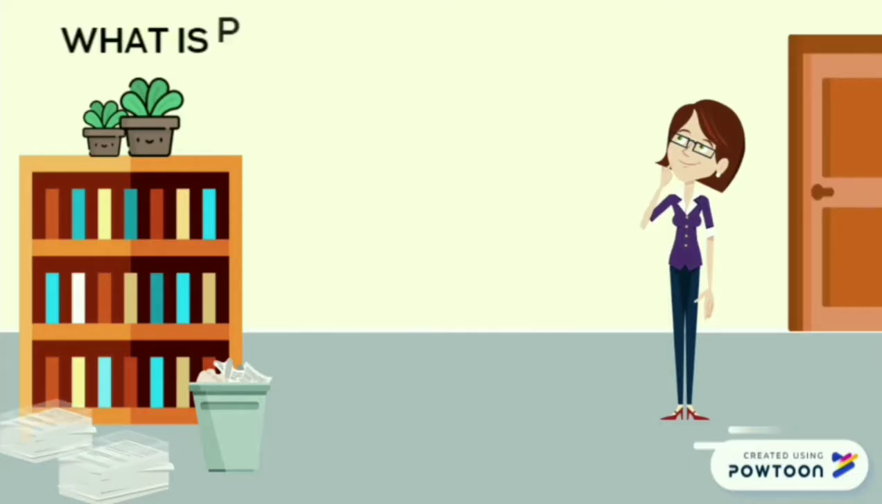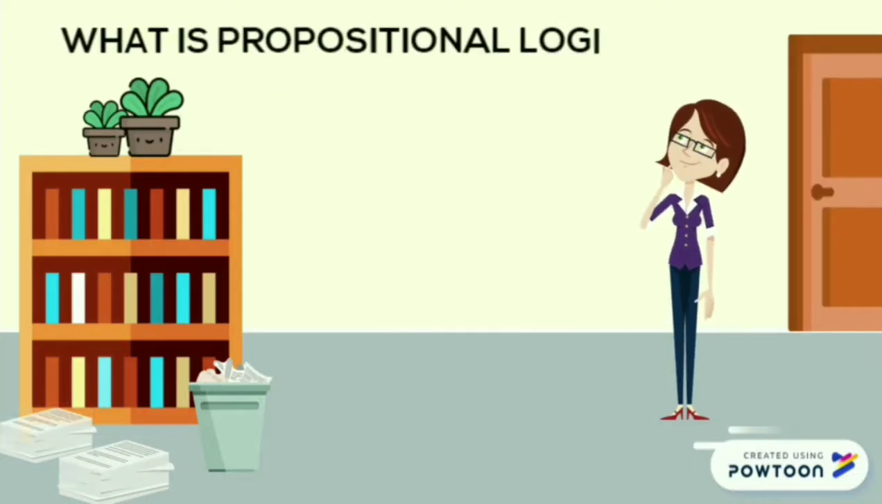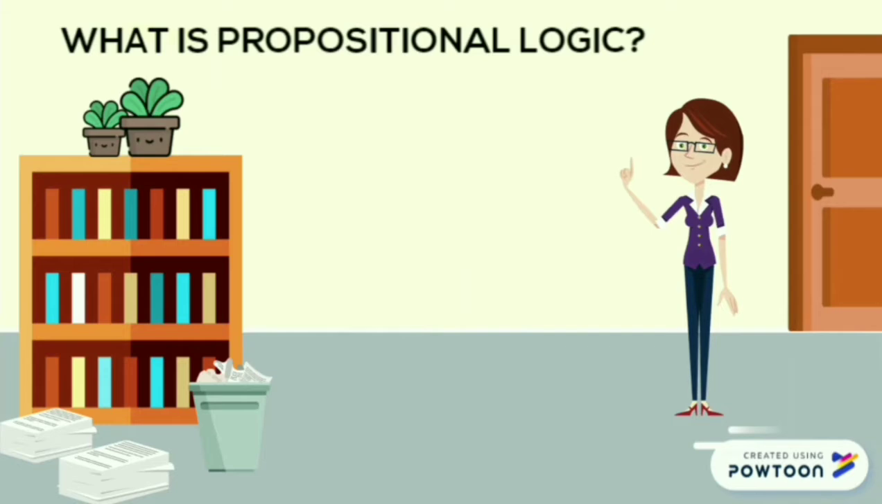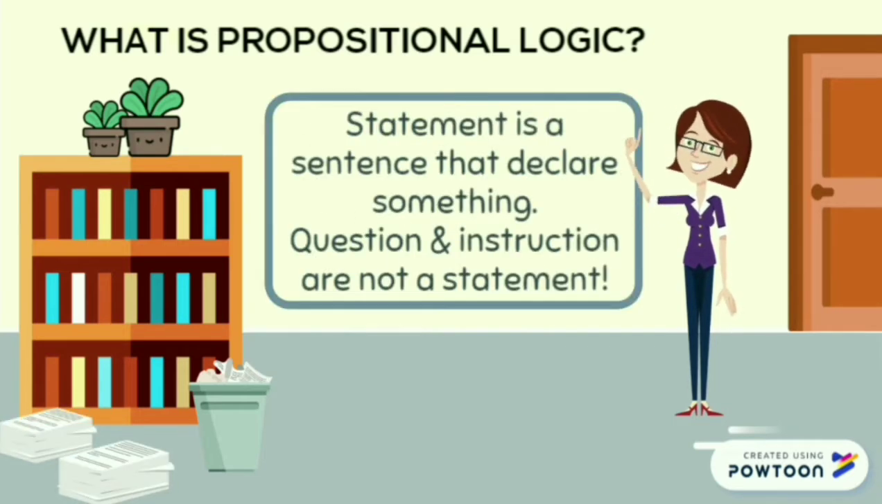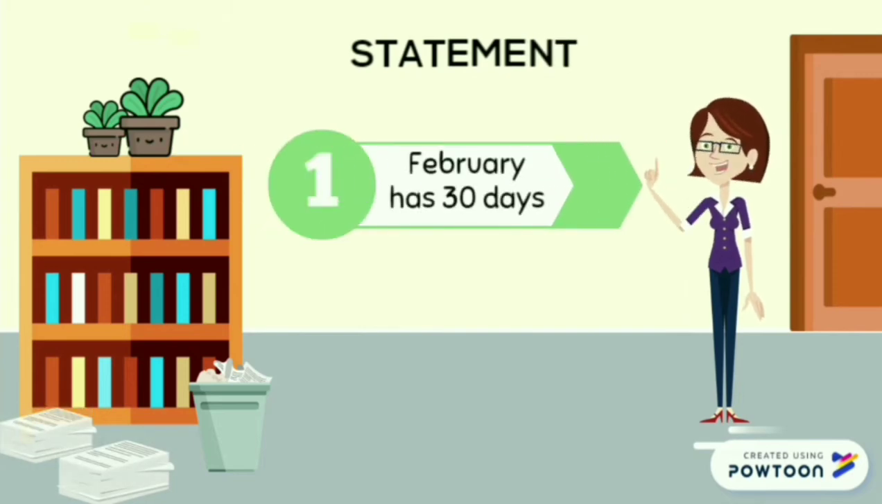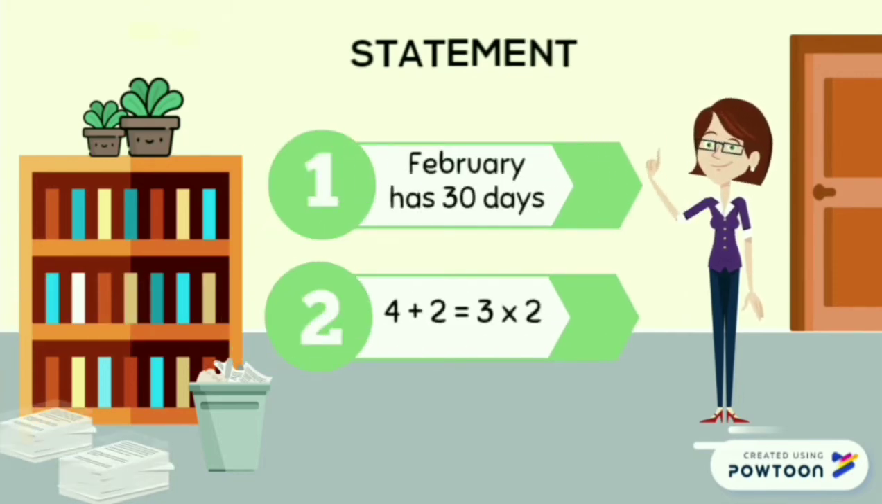So, what is propositional logic? A proposition is simply a statement, which in this case is a mathematical statement that has a truth value. It is either true or false. Statements are sentences that declare something, which means questions or instructions are not statements, as they cannot be given a truth value. For example, February has 30 days. 4 plus 2 equals 3 times 2.